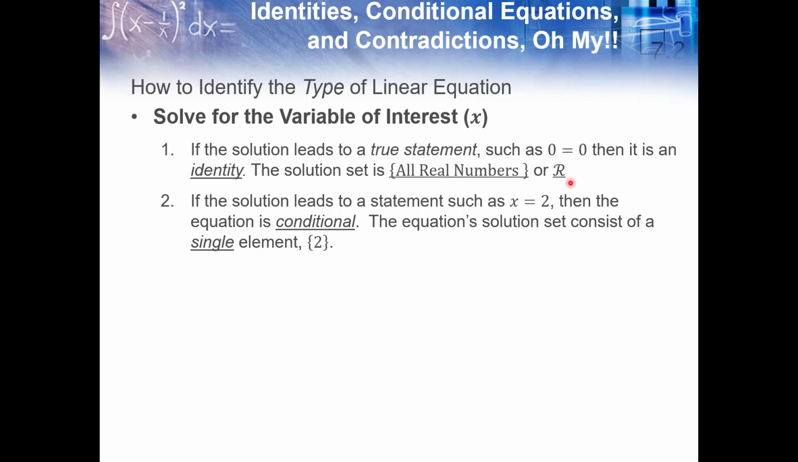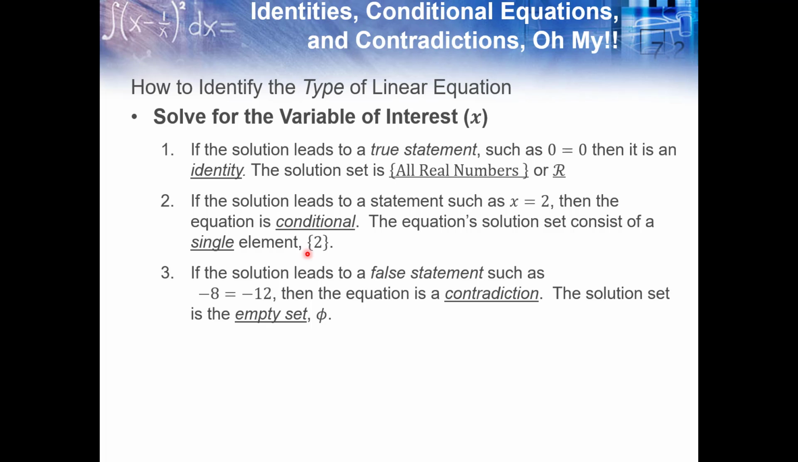Secondly, if the solution leads to a statement such as x equals 2, like in the first case, then the equation is conditional, and the solution set will consist of a single element. And remember, we're talking linear equations, so if you have a conditional linear equation, there is only one solution. And finally, if it leads to something completely ridiculous, then it's a contradiction, and the solution set is what we call the empty set.